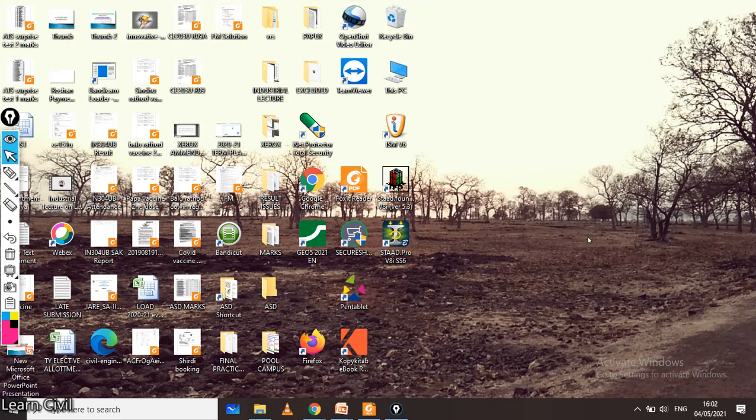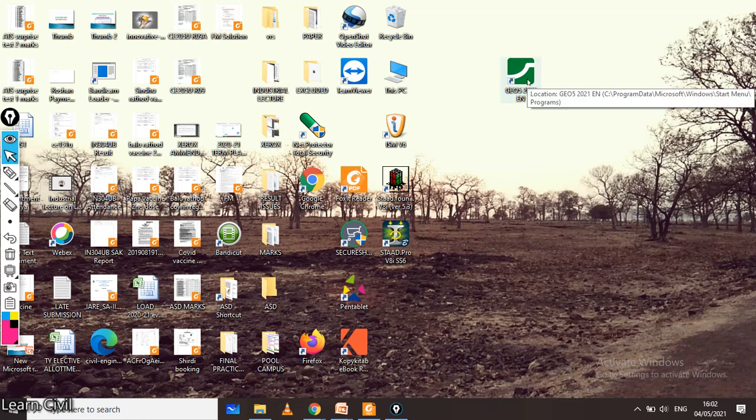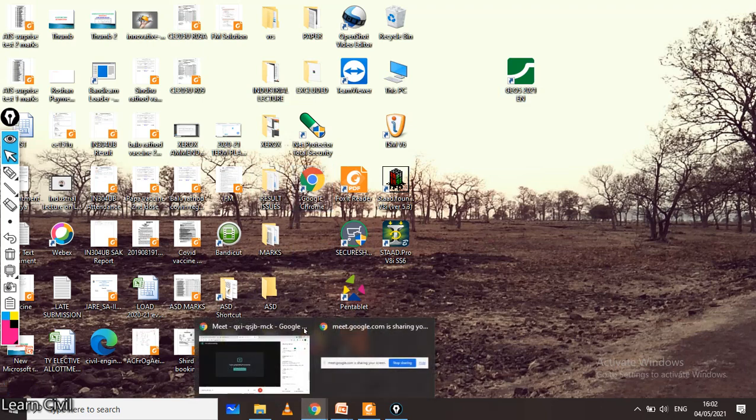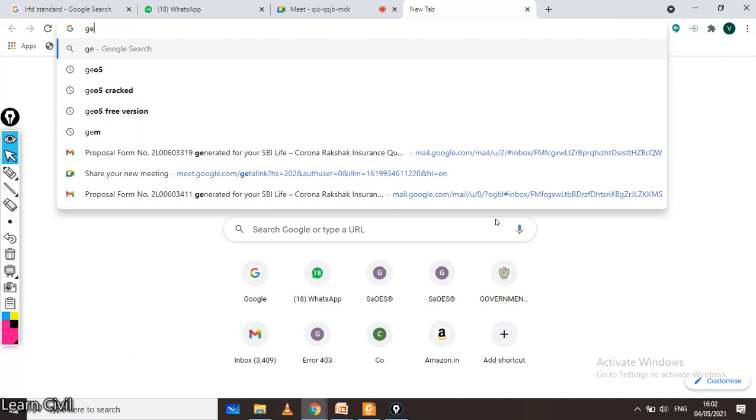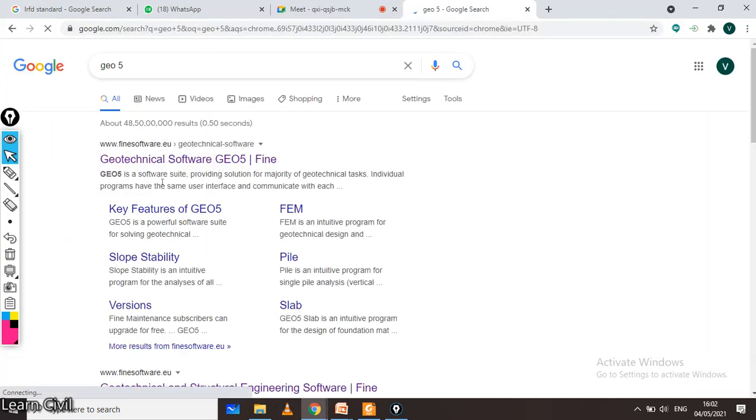First, install this particular Geo5 software. The trial version is available free of cost on the internet. You can download this Geo5 software from the website. You just go to Google and search Geo5 software, and you will get the link for downloading it.